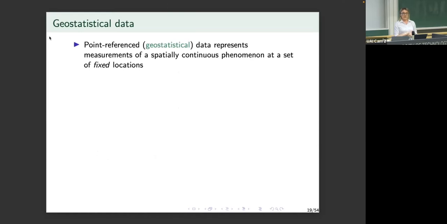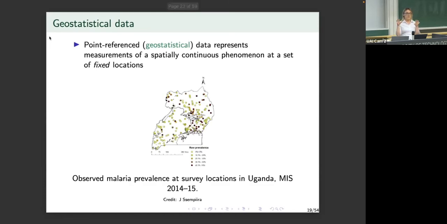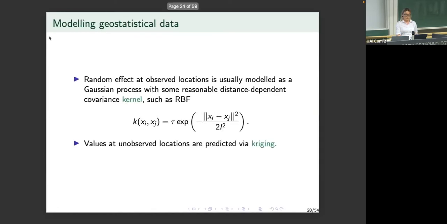The second type of data is geostatistical. In this case, we collect the data at fixed locations in space. Think, for example, hospitals and weather observation stations. So those points are not random, they are fixed. We collect data there, and then the task is to predict or to construct this continuous surface over the entire space. So we want to make predictions at unobserved locations.